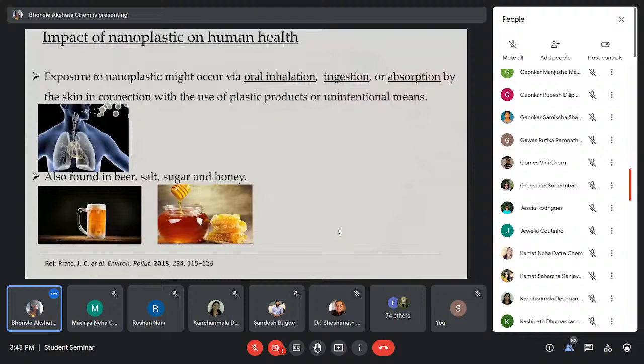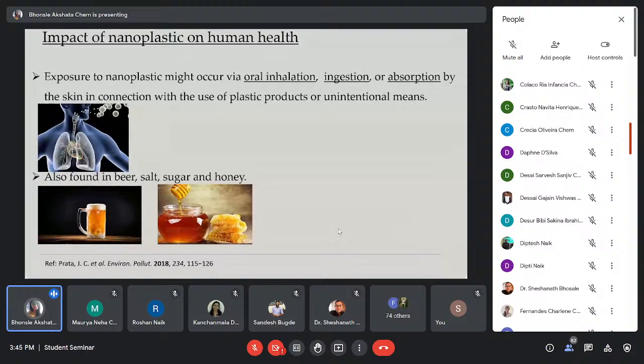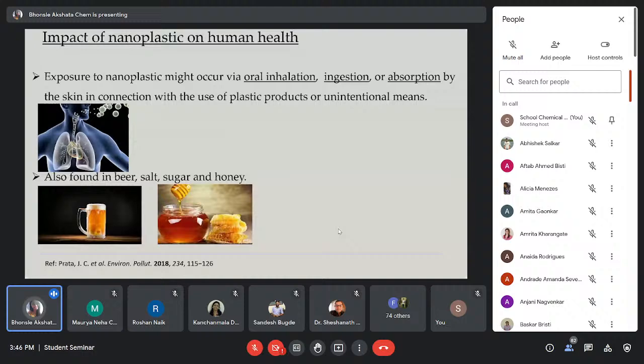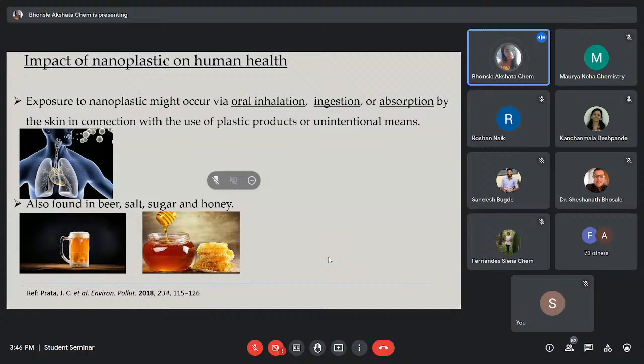So, the impact of nanoplastic on human health. Now, these nanoplastics can enter inside the human body via three basic mechanisms: inhalation, ingestion, or absorption through the skin. Now, inhalation is most common, occupation related. People whose work involves working in areas where there can be nanoplastic aerosols can inhale them by mistake.